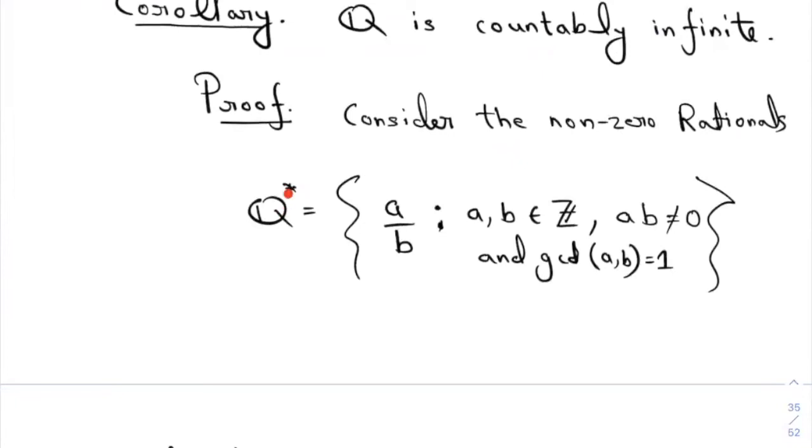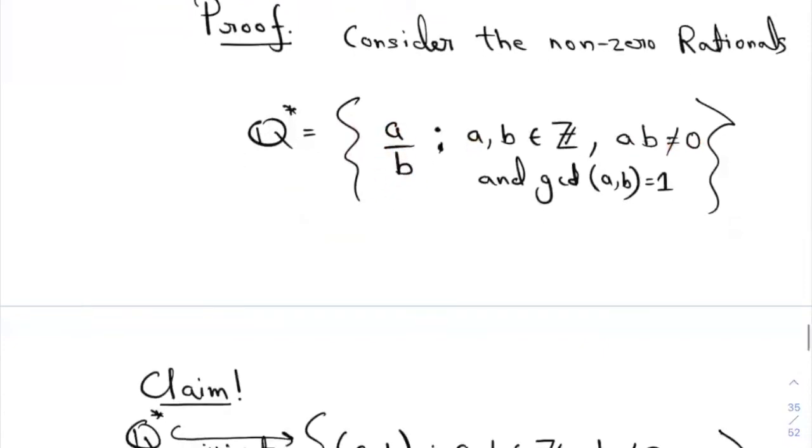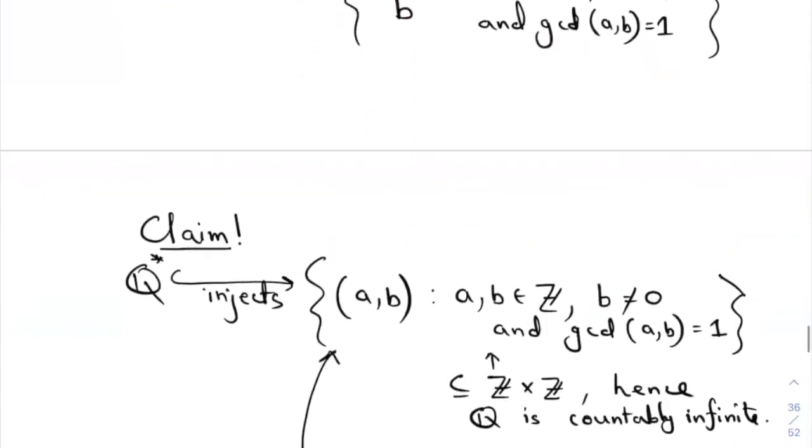Because if Q star, the set of all non-zero rationals, is countable, then Q is simply Q star union 0, right? So the union of two countables is countable. So I can deduce that Q is countable from there. So it suffices to consider only non-zero elements of Q. And I can write them as a ratio of two integers, A and B, with the product AB not equal to 0, because it's a non-zero rational number. And on top of that, I can assume that A and B are relatively prime to each other.